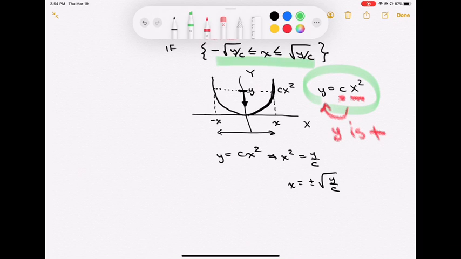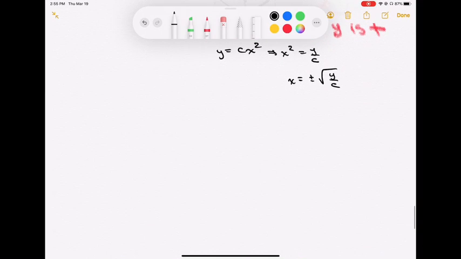That event, that Y is less than or equal to some little y, is just going to correspond to values of x that are on that interval that go from minus root y over c to plus root y over c, something along those lines. So we can visualize this through a little picture, and we can also just get it through the mapping function as well.